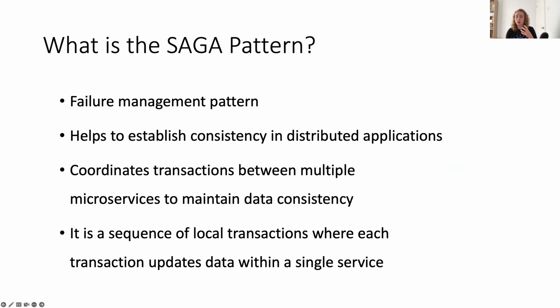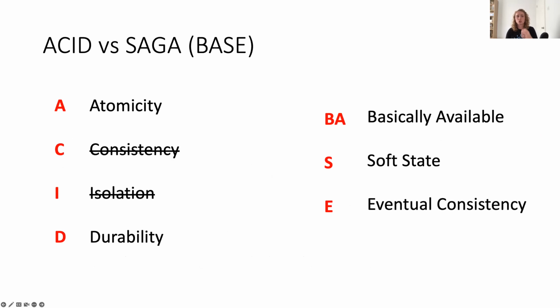It is still, like the ACID model, a sequence of local transactions, and it has the same rules about they all occur or they don't occur. However, it's using a different underlying set of principles. So instead of using the ACID principles like atomicity, consistency, isolation, and durability, what we're using now is something called BASE. Again, we just love acronyms. So BASE stands for basically available, soft state, and eventual consistency.